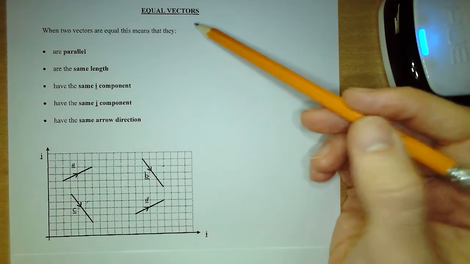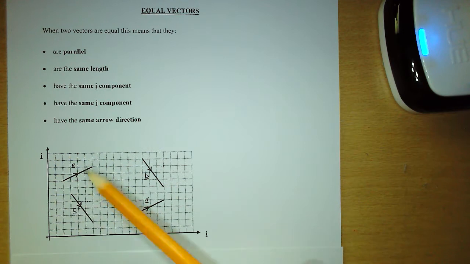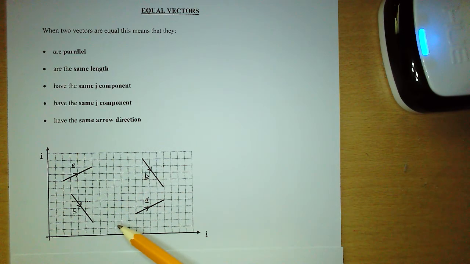We're now going to look at equal vectors. To demonstrate this, we're going to look at the four vectors A, B, C and D that are drawn in the grid below. What we're going to do is work out the i and j components for each of these vectors. So let's start with vector A.